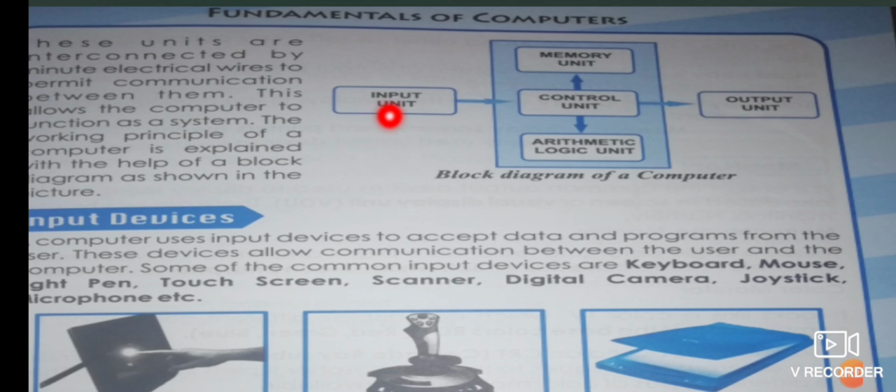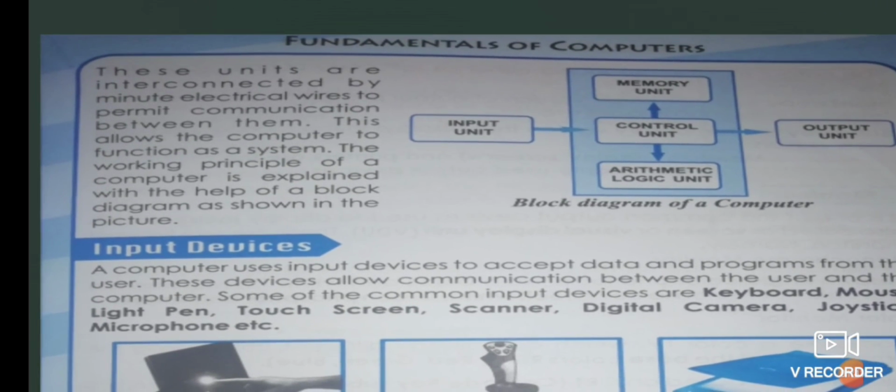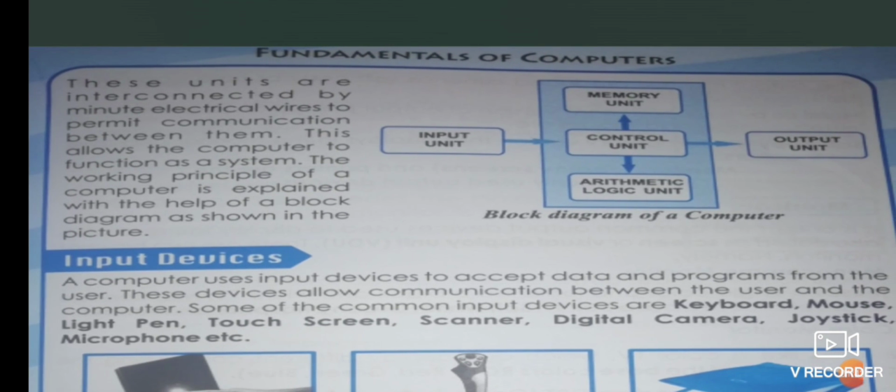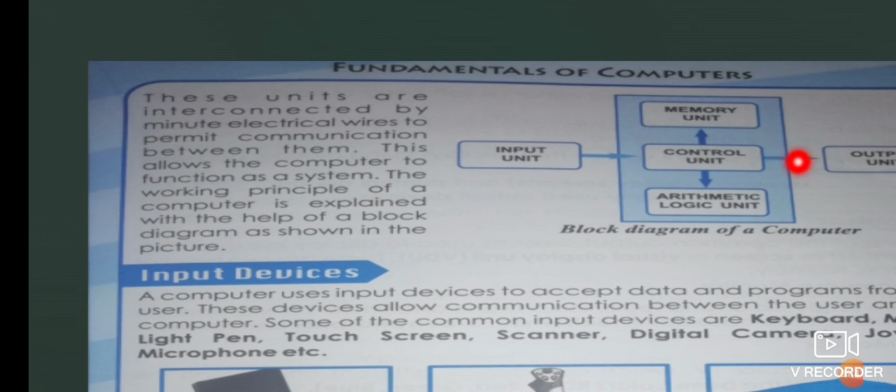First the input unit, then it moves on to the memory unit and then the ALU, and then to the control unit, CU. Finally the result will be displayed on the output unit. This is the block diagram of your computer, and all these units will be interconnected using electrical wires.